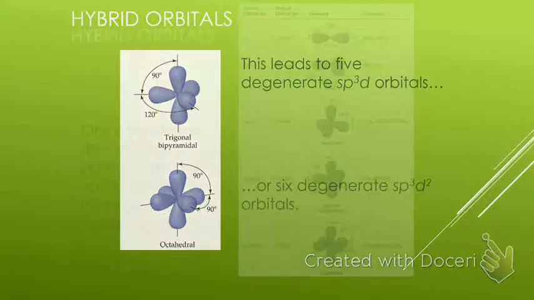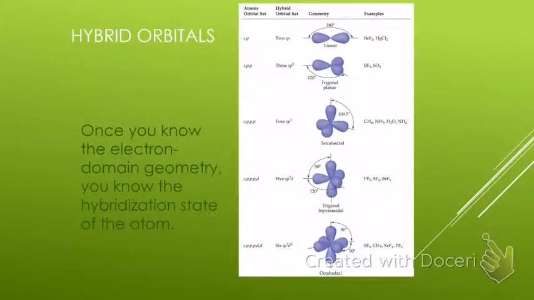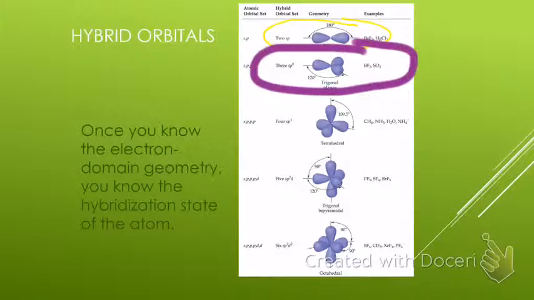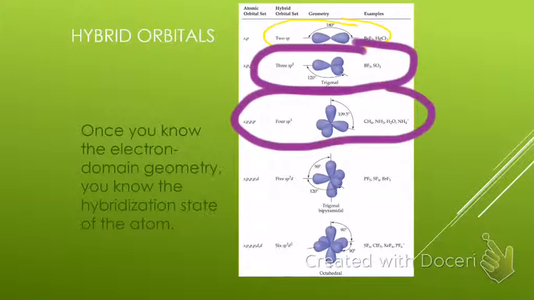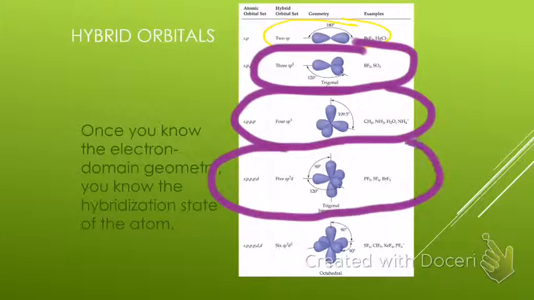And just to review everything, okay, once you know the electron domain geometry, remember, not the molecular geometry, but the electron domain geometry, you can figure out what the orbital hybridization is. So, for example, if you only have 2 electron domains, it's going to be sp. If you have 3, it's going to be sp2. 4 will be sp3. 5 electron domains is going to be sp3d. And if it's octahedral, with 6, it's going to be sp3d2.